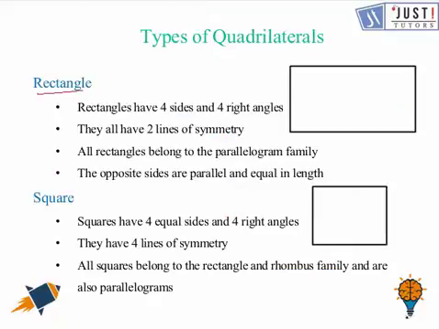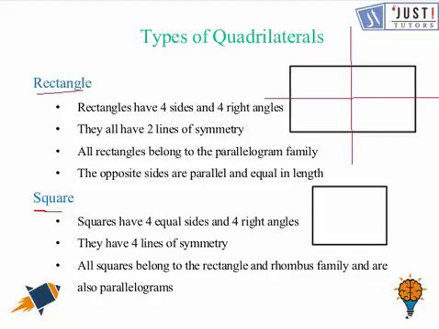So the first one is rectangle. So basically a rectangle has 4 sides and 4 right angles. All the angles of the rectangle are right angles. They have 2 lines of symmetry, one from here from the center and one from here from the center. All rectangles belong to the parallelogram family. Why? Because rectangle has opposite sides equal as well as parallel. So they are considered as a part of a parallelogram family. The opposite sides are parallel and equal in length, as we have already discussed.